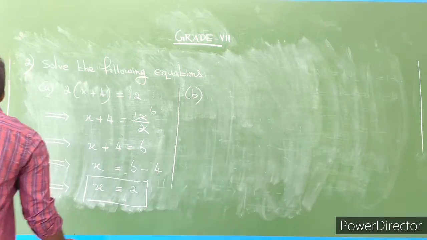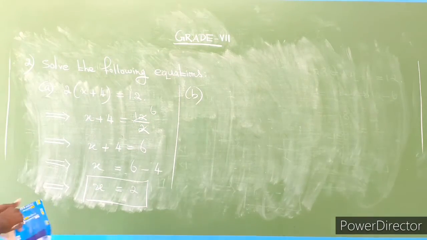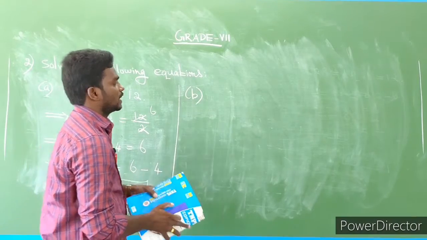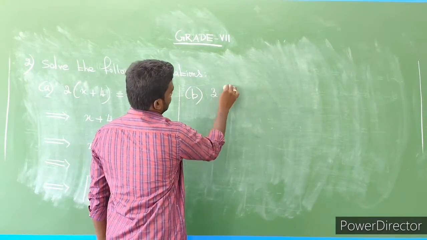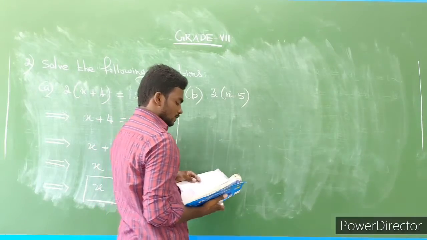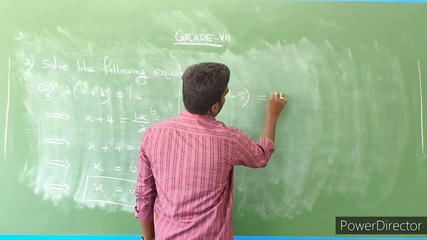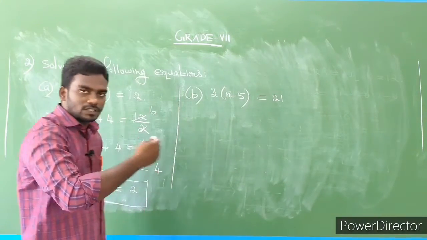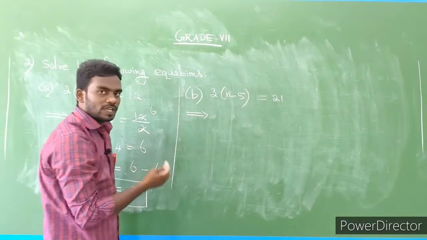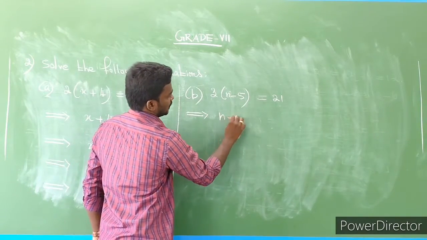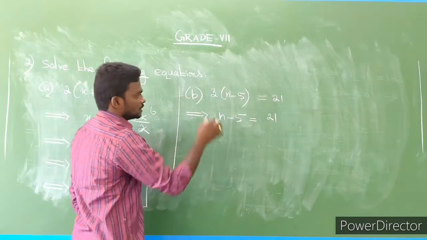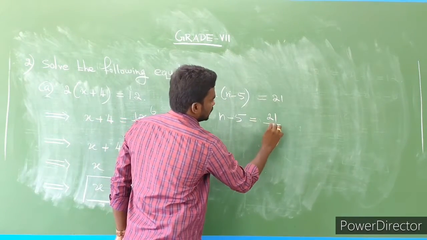What is the B question? So the B question is 3 into n minus 5 is equal to 21. Implies that we keep the value n minus 5 on the left side and 21 on the right side. So this 3 is transposing to what? Division.